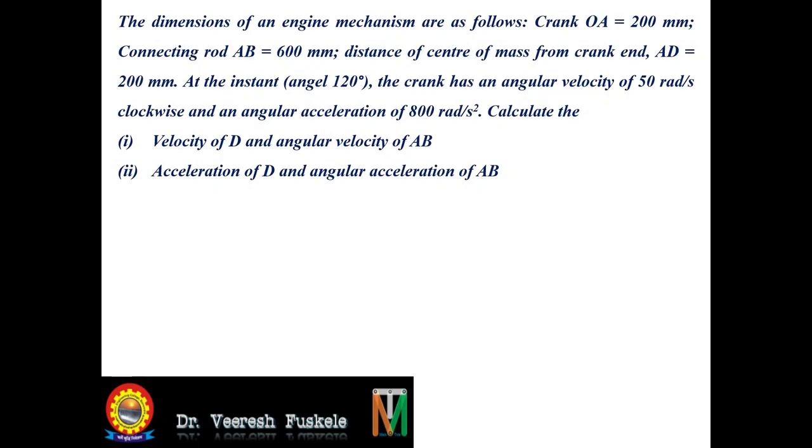We have to calculate the velocity of D and angular velocity of AB. This we have already done in the previous video. In this video, we will calculate the acceleration of D and angular acceleration of AB. So first of all, we will draw the configuration diagram, and for that we will take a scale such that 50 mm is represented by 1 centimeter.